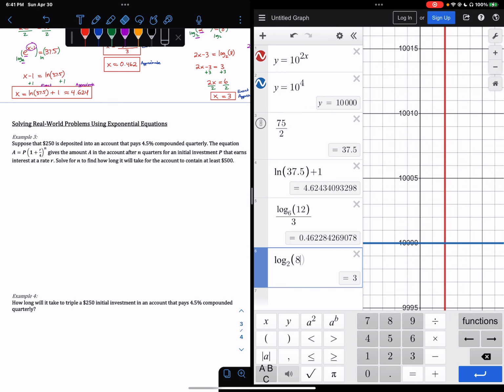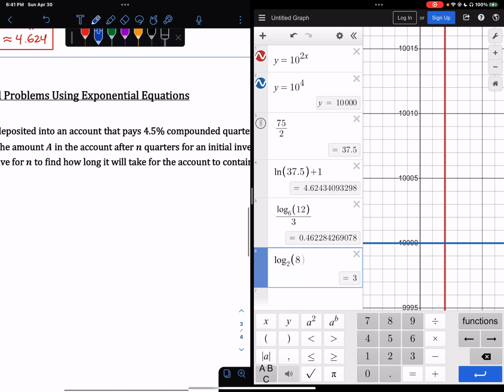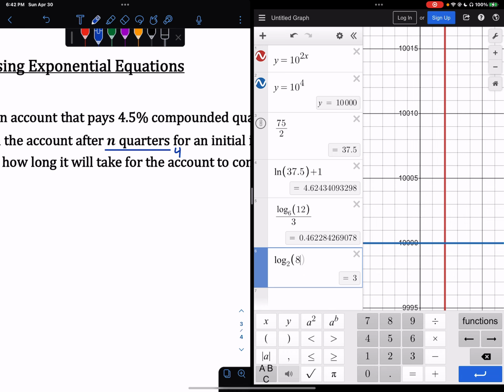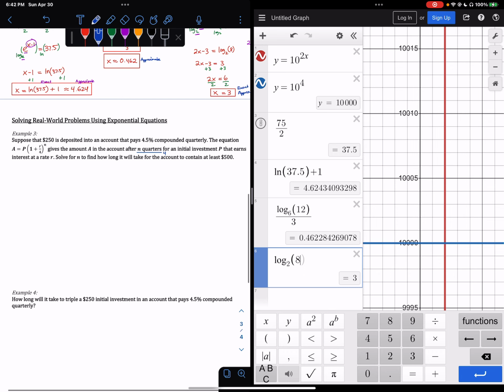It gives the amount A in the account after n quarters. That's important to note, right? N doesn't just represent the number of years, it's the number of quarters. And there are 4 in a year, so 4 quarters. For an initial investment P, which earns interest at a rate R, solve for N to find how long it will take for the account to contain at least $500. So just important things to notice.